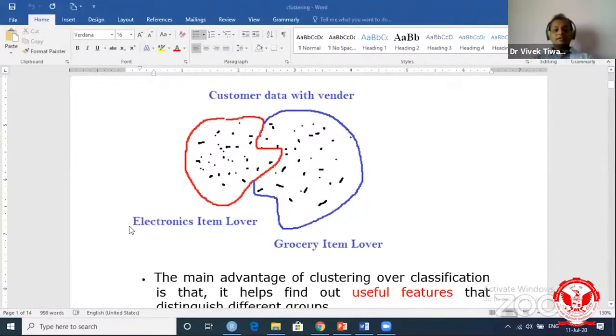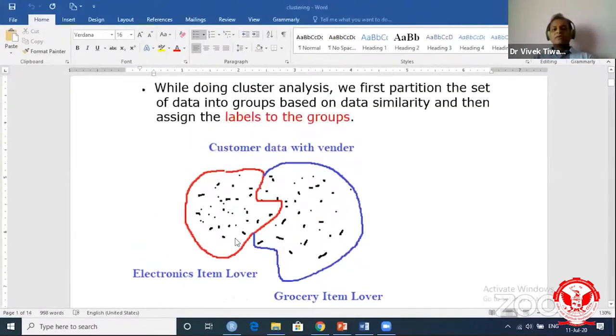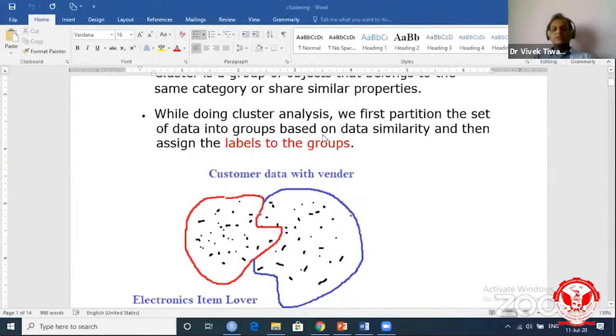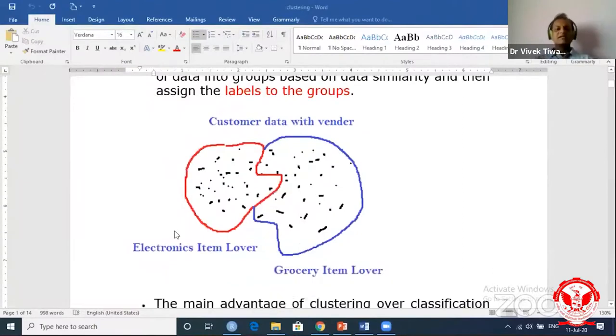So that is the new label we are talking about. In point two, we said we can label the groups. Labeling the group means we can give a new name to the customers that belong to a particular group. Like here, all the customers who belong to the red color cluster, we can give them the new name, electronics item lovers. Similarly, for the other group of customers, we can give the new name, grocery item lovers.